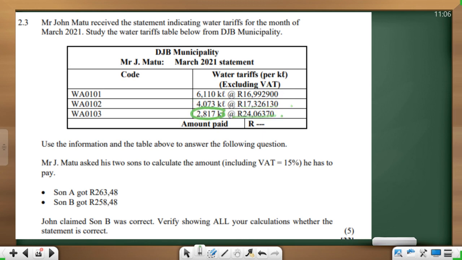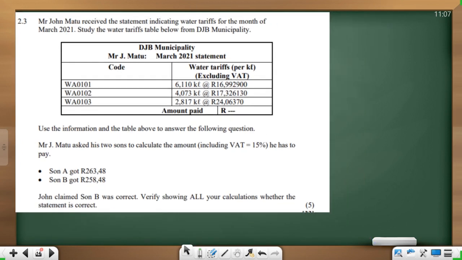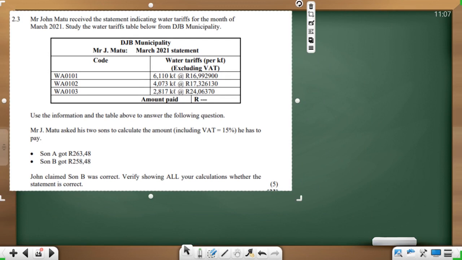Use the information and the table above to answer the question below. Mr. Matthew asked his two sons to calculate the amount, including VAT, that he has to pay. A got 263, B got 258. John claimed that son B was correct. Verify showing all your calculations whether the statement is correct. Okay, just going to reduce this to allow me work on this particular page.